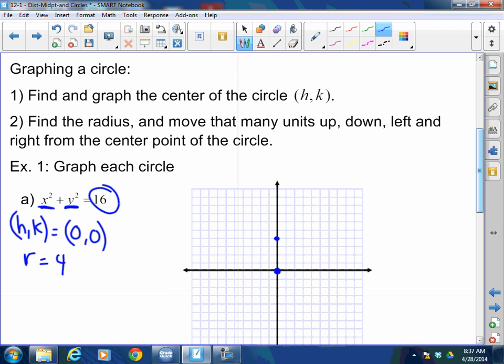To the right, 1, 2, 3, 4. Down, 1, 2, 3, 4. To the left, 1, 2, 3, 4. And I'm not that great of an artist, but that would be my circle. If you had a compass, you would do it exactly perfectly if you put your compass point right on the center and just followed the 4 points that I created. That's it. That is a circle. Pretty simple, right?